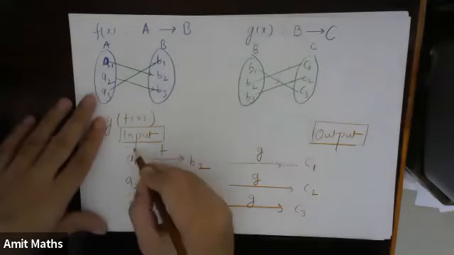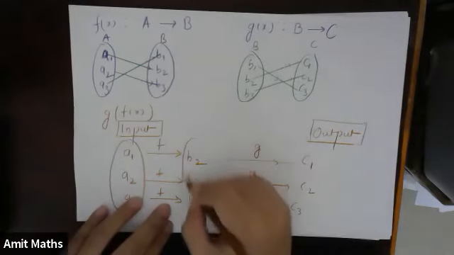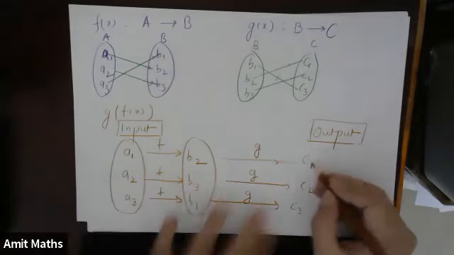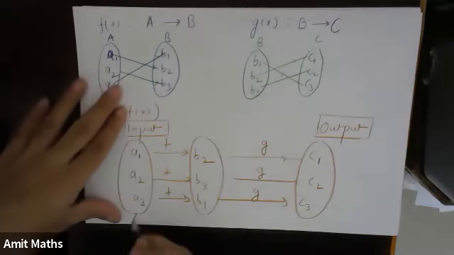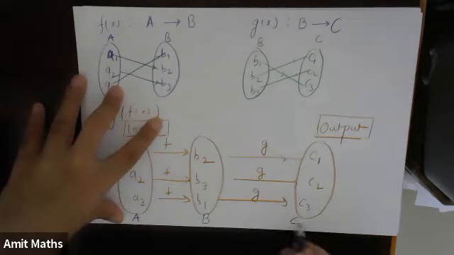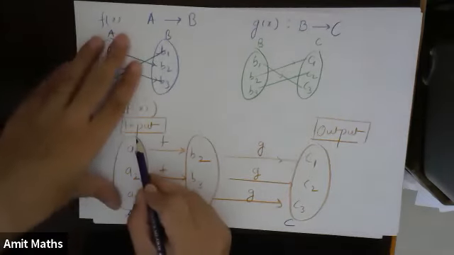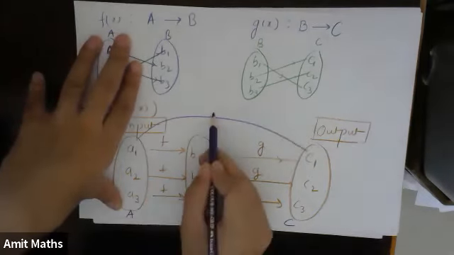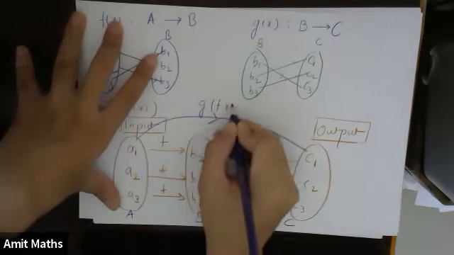Fine. So this is from set A, this is set B, and from set B I am getting the final output as set C. So overall, if I look at it as a complete single machine, then what g of f is giving becomes my g of f of x.